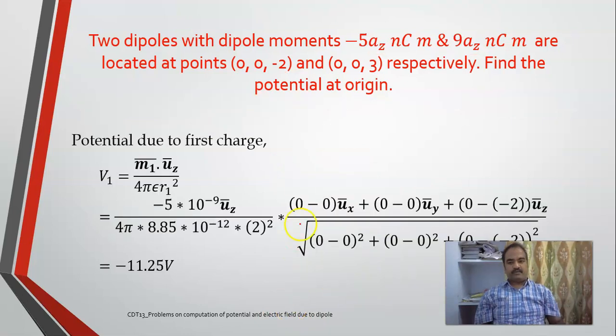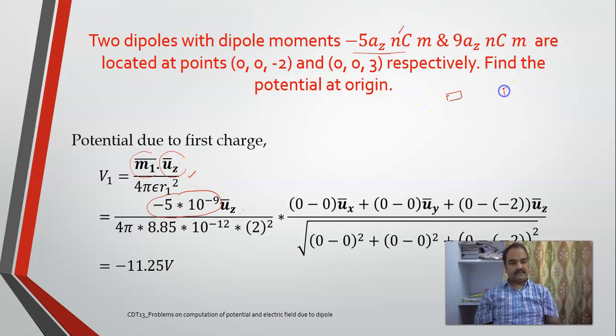Now first of all we will try to utilize the first charge. So what is m1? m1 is minus 5 into 10 to the power of minus 9, nano is there, into uz bar. I mean this is az, right? I have written it as uz, the unit vector along the z-axis, right? So how do we determine the unit vector along the z-axis?